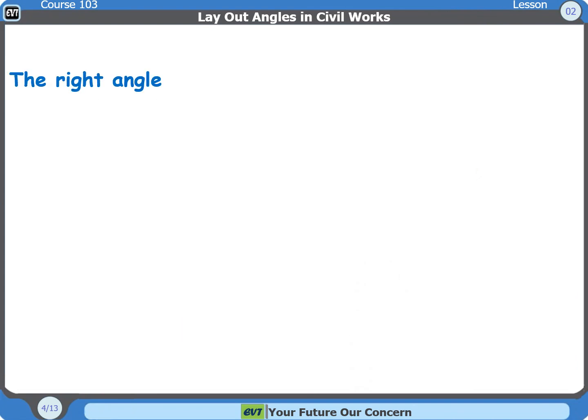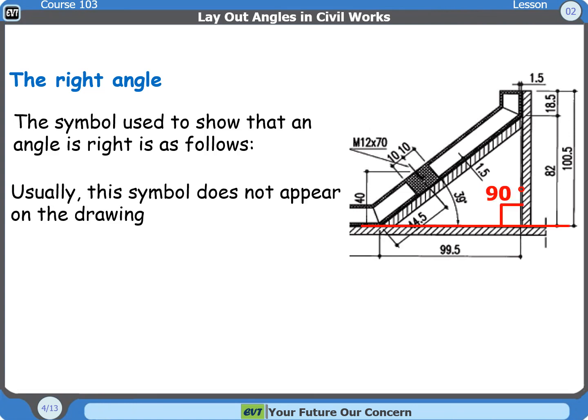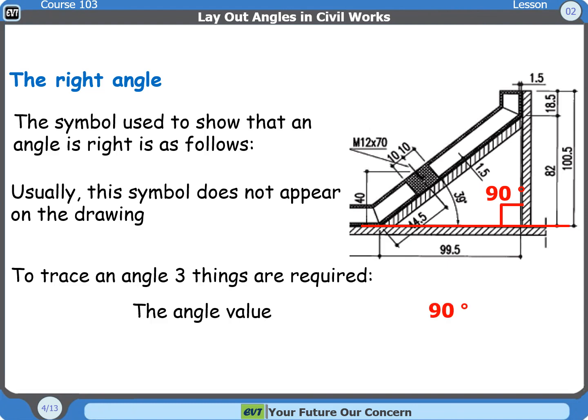Now we will start knowing how to make right angles. The symbol used to show that an angle is right is as follows. Usually the symbol does not appear on the drawing. To trace an angle, 3 things are required. The first one is the angle value. It can be 90 degrees, 45 degrees, etc. We also need the base point and a baseline.